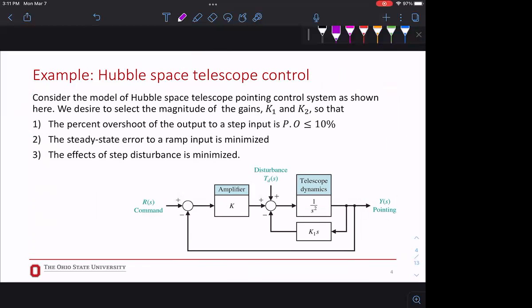Back to the example that we left off on Friday. I think everybody was really tired also, and we ran out of time. We have a model of our system. It could be any system; you'll see that it really doesn't matter. After you put down the block diagram, you can forget about what system it was and deal with it as a block diagram. We desire to select the magnitude of our gains, K1 and K, which I said here has to be K, because we only have K1 and K.